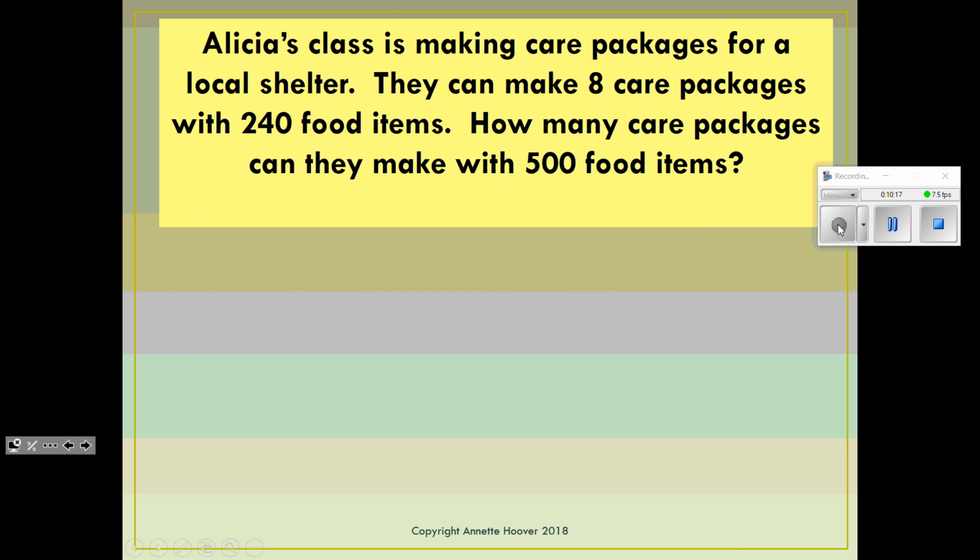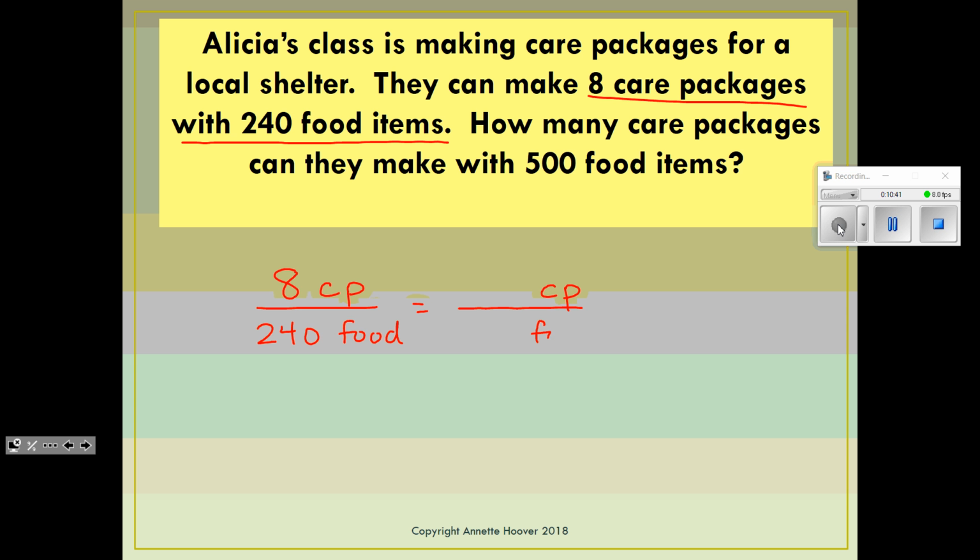Alicia's class is making care packages for a local shelter. They can make 8 care packages with 240 food items. We're going to set this first up as a ratio. 8 care packages, so I'm going to put CP for care packages, 240 food items. So when we set up the second ratio, we want care packages on the top and food items on the bottom. How many care packages, so that's what we're looking for, can they make with 500 food items? So we set up our second ratio.